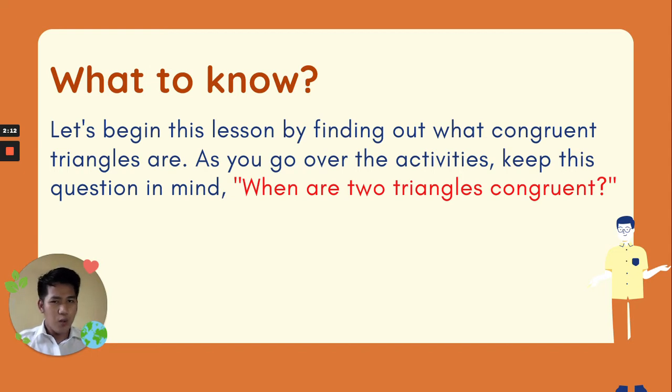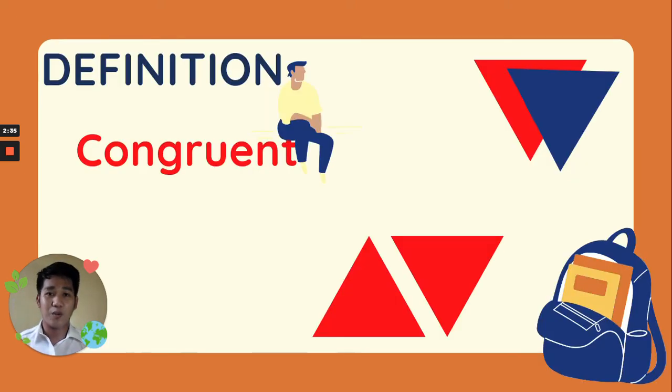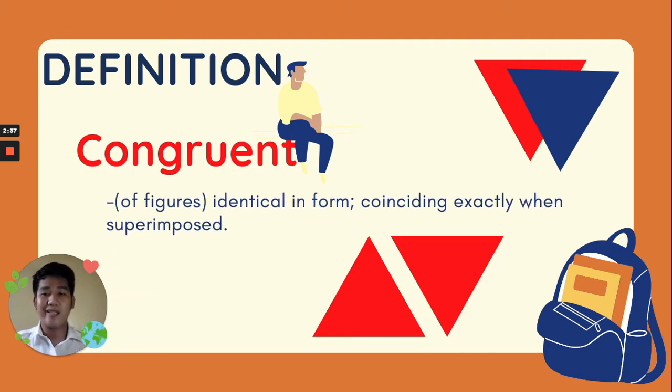Okay? As you go over the activities, keep this question in your mind. When are two triangles congruent? So every time you see triangles in your surroundings, wherever you are, at home, in your school, in social medias, when are we going to say that the two triangles are congruent? So let's define what is congruent. Congruent means figures identical in form or coinciding exactly when superimposed. Okay?